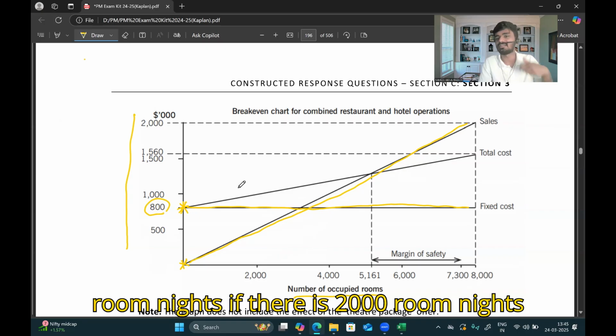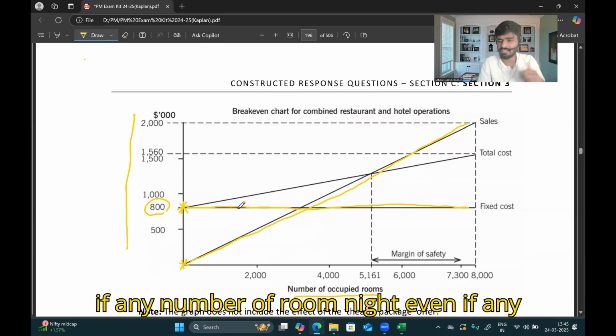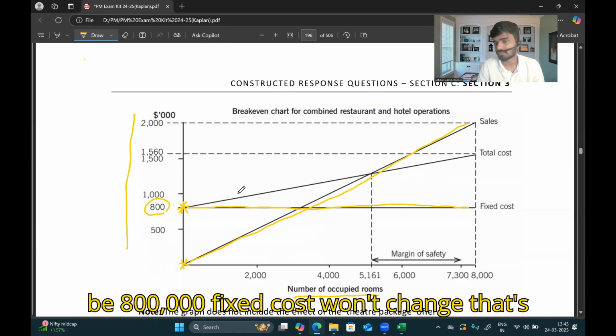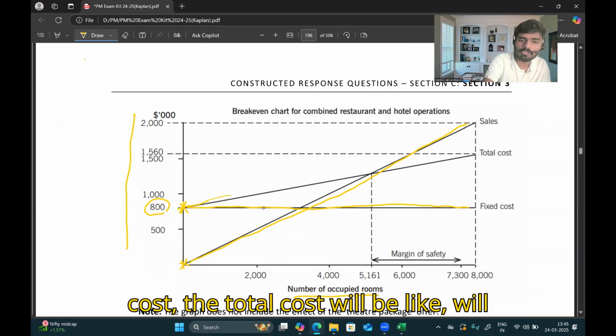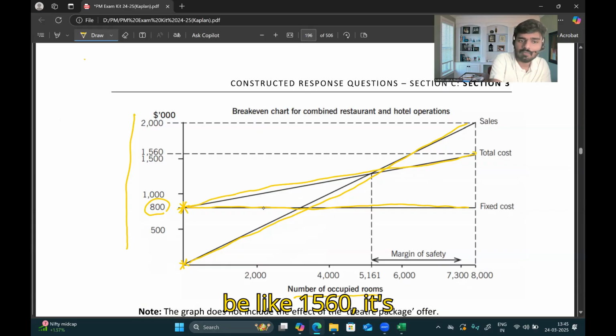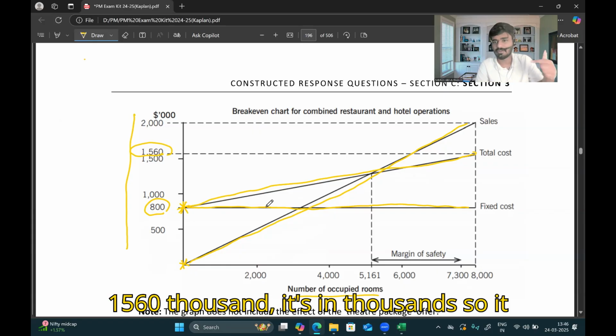If there is 1,000 room nights, if there is 2,000 room nights, any number of room nights, the fixed cost will be 800,000. Fixed cost won't change. That's a straight line now. Okay. And see the total cost. The total cost will be 1,560. It's 1,560,000. It's in thousands.